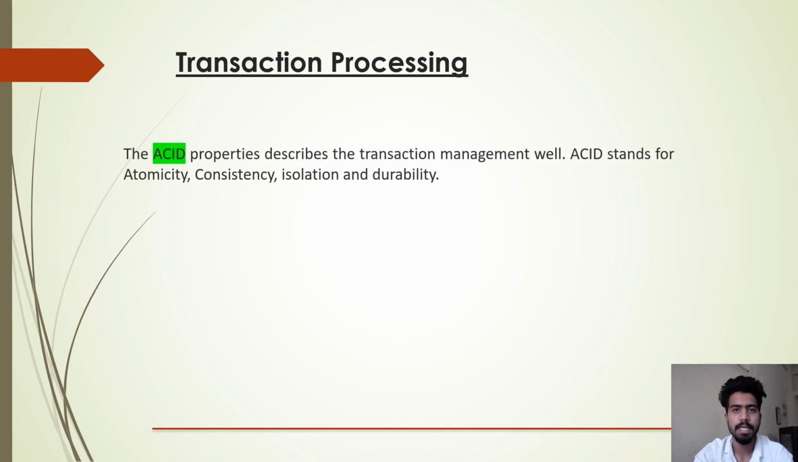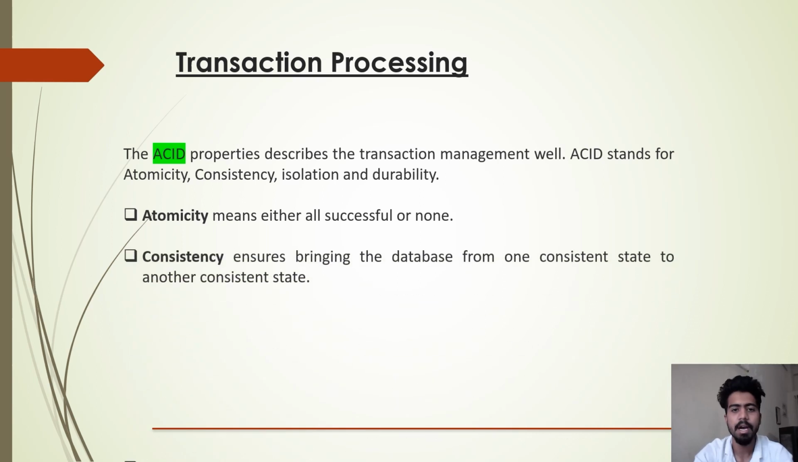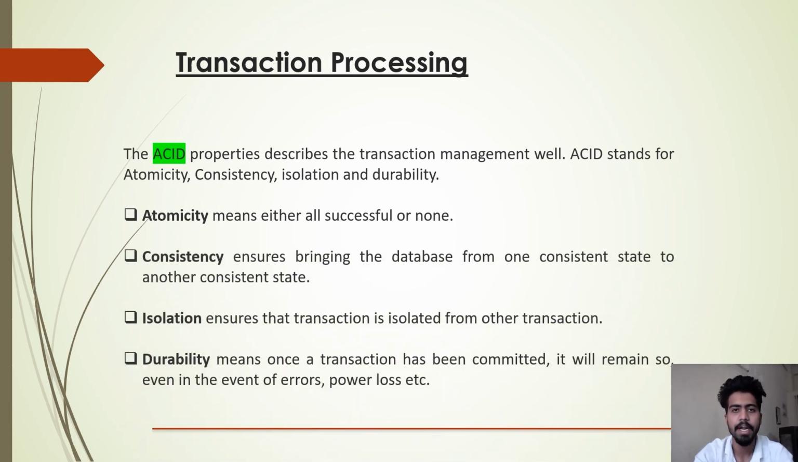Transaction processing. The ACID properties describe transaction management well. ACID stands for atomicity, consistency, isolation, and durability. Atomicity means either all successful or none. Consistency ensures bringing the database from one consistent state to another consistent state. Isolation ensures that a transaction is isolated from other transactions. Durability means once a transaction has been committed, it will remain committed even in the occurrence of errors or power loss.